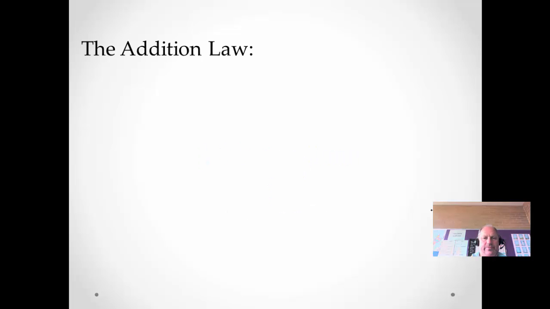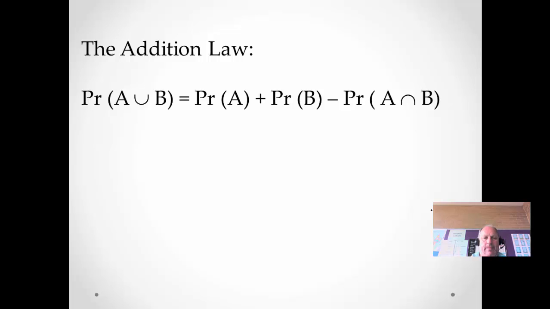The addition law: there's a rule which we need to learn, which says the probability of A union B equals the probability of A plus the probability of B minus the intersection of A and B. And the question is, why is that the rule? Well, let's try and explain it.